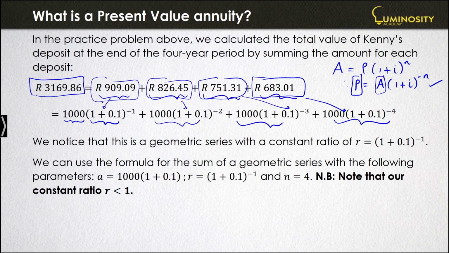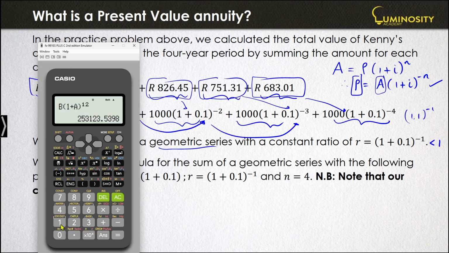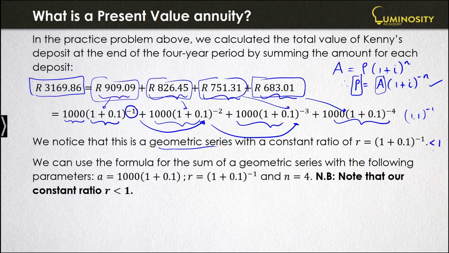So we notice that this is a geometric series, right, with a constant ratio of r, in this case 1 plus 0.1 to the negative 1, because each time you're going to be multiplying by that constant ratio to get to the next term. And this value, if you put it into your calculator, is going to be less than 1. It's 1.1 to the power negative 1. So if you do that on your calculator, 1.1 raised to the negative 1, you get a value of 0.9090, and so on, so less than 1.